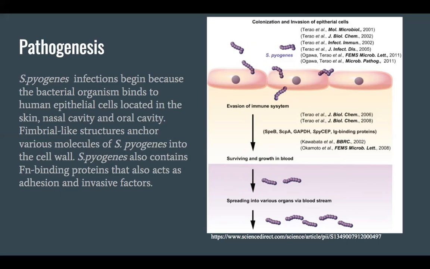This picture is kind of demonstrating how S. pyogenes goes through the steps of pathogenesis. It begins by adhering to the human epithelial cells. Then it explains how it goes. It evades the immune system, survives in the blood, and spreads to various organs via the bloodstream.